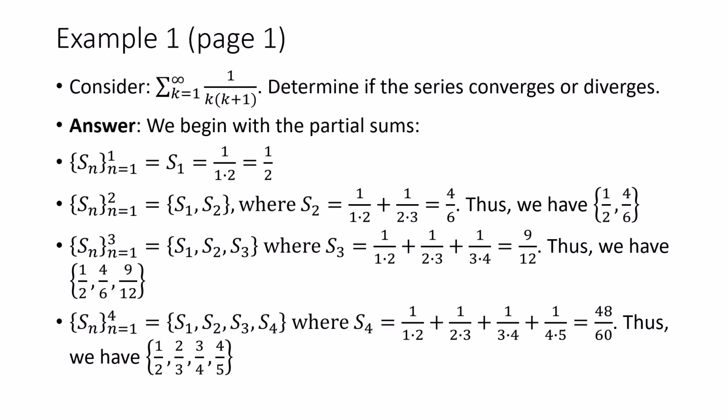And finally, our sequence of partial sums for the first 4 sums, S1, S2, S3, S4, where S4 is equal to the sum of the first 4 terms, which we get at 48/60. We have 1/2, and then we have 2/3, the reduction of 4/6. We have 3/4 next, the reduction of 9/12, and we have 4/5, which is the reduction of 48 over 60. So this is the sequence of partial sums that we have started to develop.